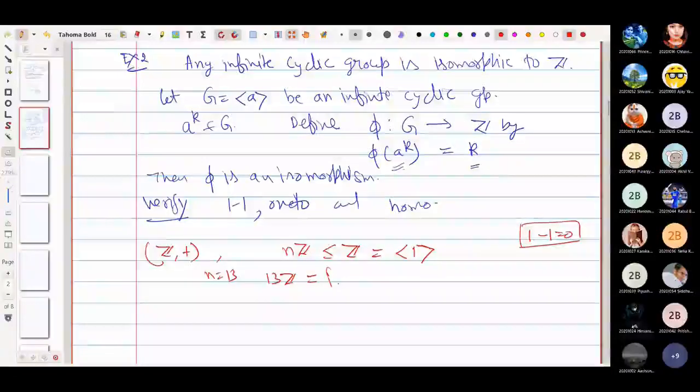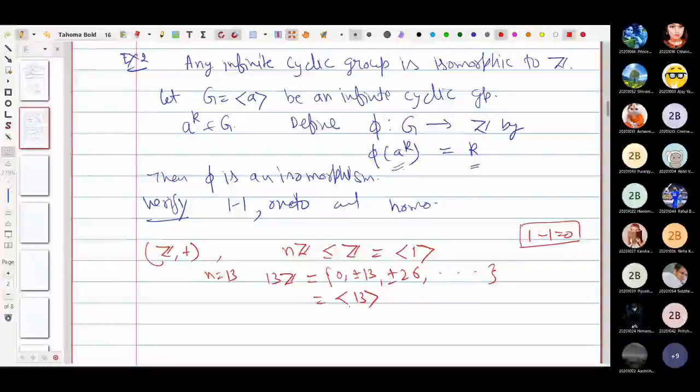So if you multiply by 13, we have so many elements, dot dot dot, and then for example minus 13. Every element of Z multiplied by 13. So we have 13, minus 13, minus 26 and dot dot dot. And the generator of this is 13 and negative 13 both. You can see this one.